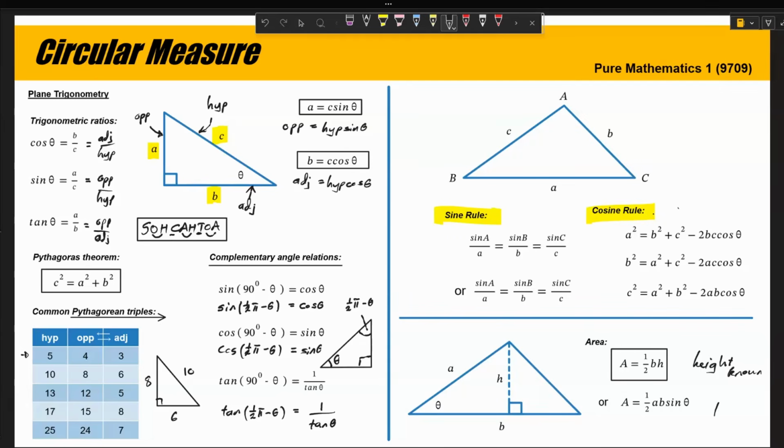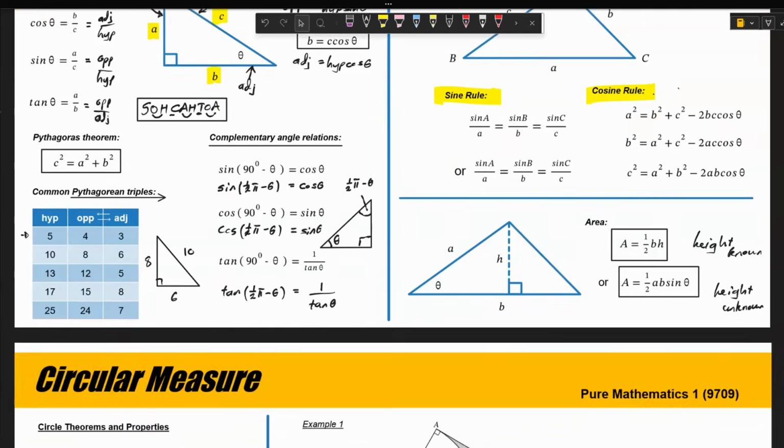But when the height is unknown, but you have other things like two adjacent sides, A and B, and the included angle, then it can be wise that you use half AB sine theta. So very important things you have to understand right here. Right, let's go on to the next page.